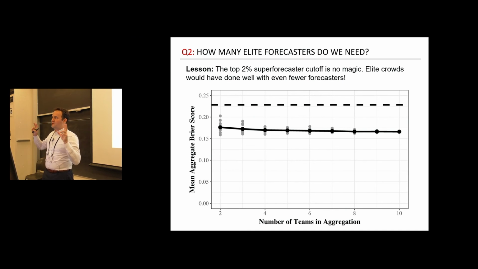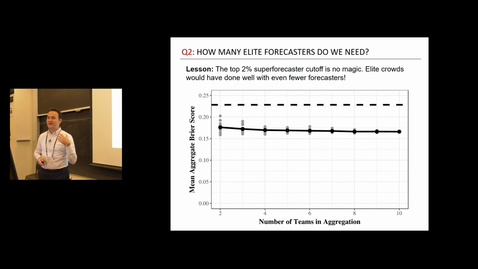Our choice of the top 2% of forecasters as the cutoff to make them superforecasters was not anything magic. It was just based on our organization of the tournament. We could have, in fact, picked far fewer forecasters. So this is a subsetting analysis where instead of 10 super teams, we have only 2. And even 2 teams of approximately 25 to 30 forecasters would have done significantly better than the crowd of 300, what we call sub-elite individuals.